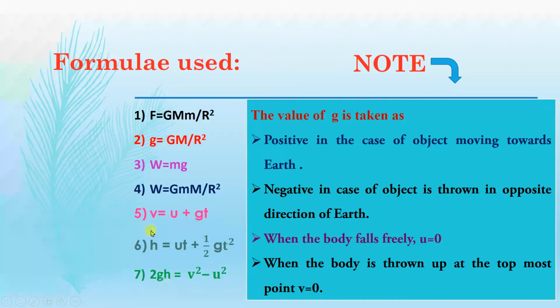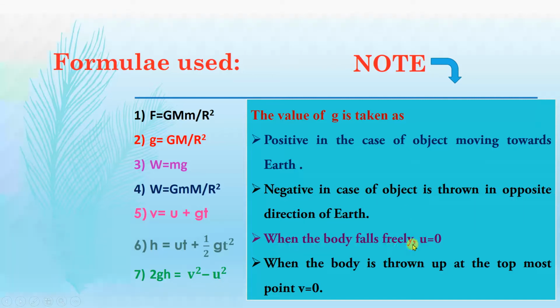Fifth, sixth, seventh, these are the equations of motion under the influence of gravitational force. We are going to replace acceleration with g and distance with h. And here g is a vector quantity, we know, and its value is sometimes positive, sometimes negative. So when it is positive, we take the value of g to be positive in the numerical problems when the object is moving towards the earth. And we take it as negative, that is minus 9.8 meter per second square, when the object is thrown in the opposite direction of the earth.